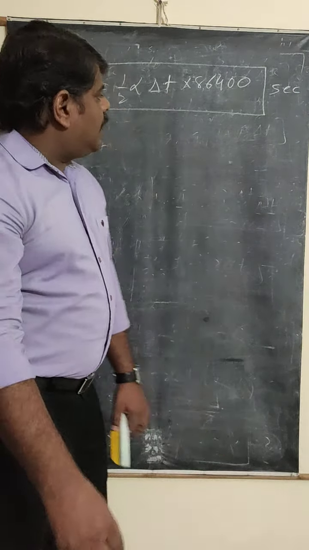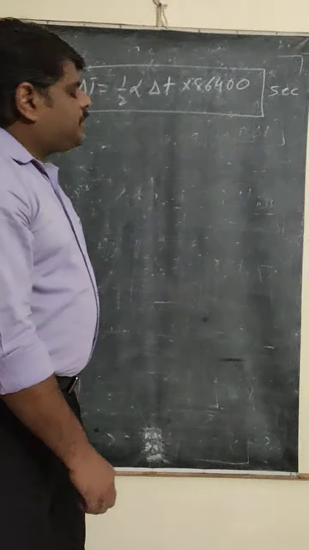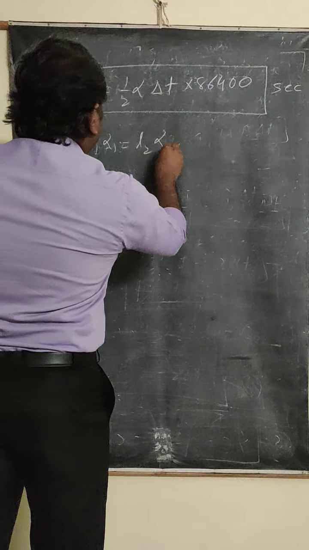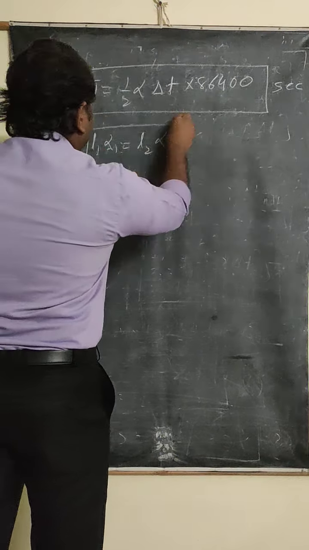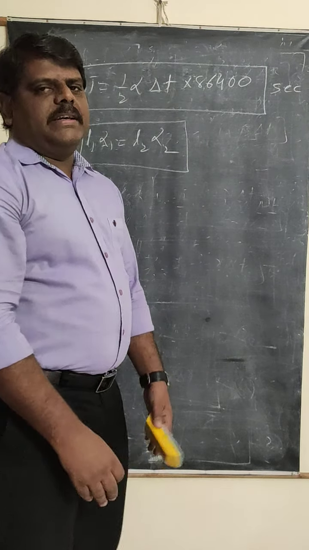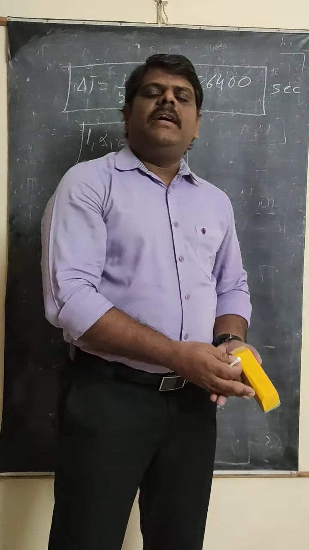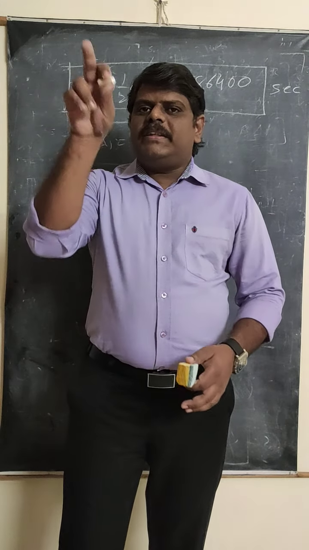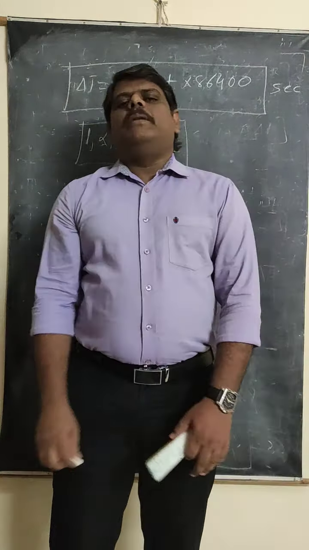After that, one more application we have discussed: if you want to keep the difference in the length of two metal rods constant at all temperatures, there is a condition, and that condition is L1 alpha 1 is equal to L2 alpha 2. If this condition is satisfied, then the length difference between the two rods remains the same whatever the temperature you increase, whether 10 degrees Celsius, 50, or 100. The condition is L1 alpha 1 is equal to L2 alpha 2.